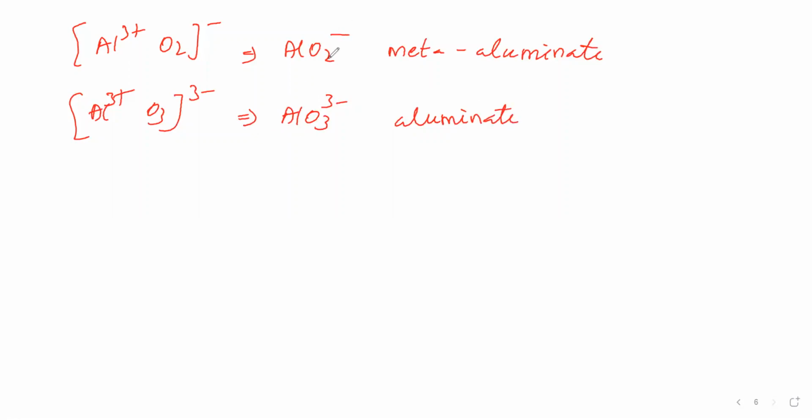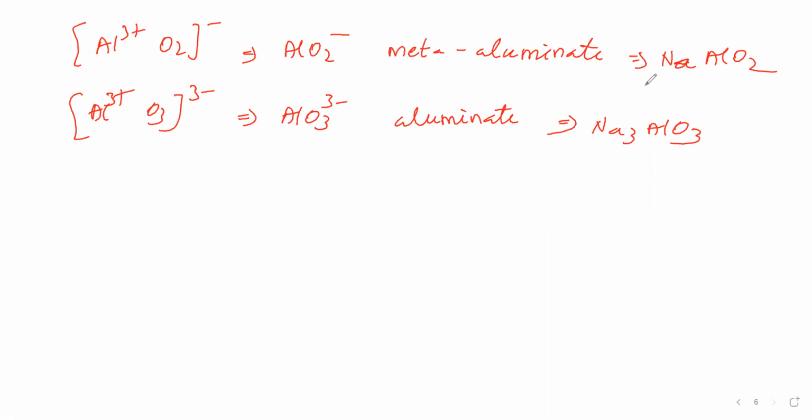Now to balance this negative charge, we give sodium ion, therefore we will give Na+, so we can write NaAlO2. Here also give sodium ion, therefore we can write Na3AlO3. Okay, it is sodium aluminate, it is sodium meta-aluminate. This is the oxy salt.